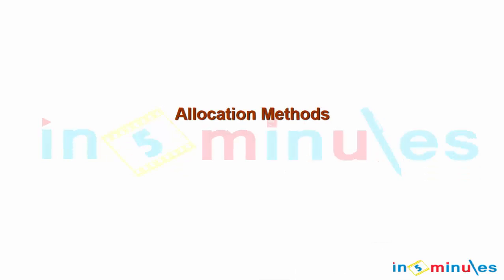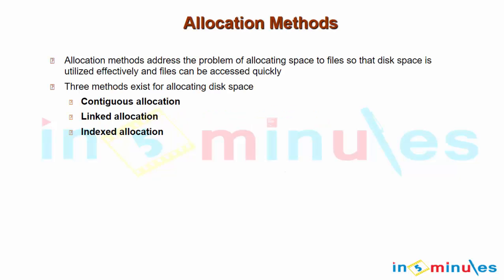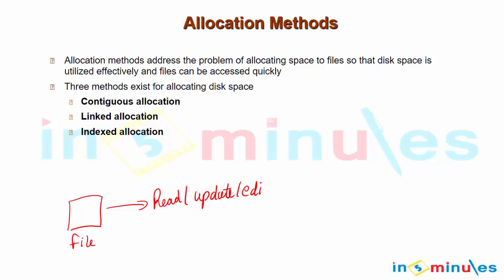Let's try to understand file allocation methods. First, let's try to understand what we mean by file allocation and how it is going to be different. We have all accessed some file which had some data. Now, the file for us would be just to read, update, or as we call it, edit. But all these things would be done when the file is stored on some secondary storage.